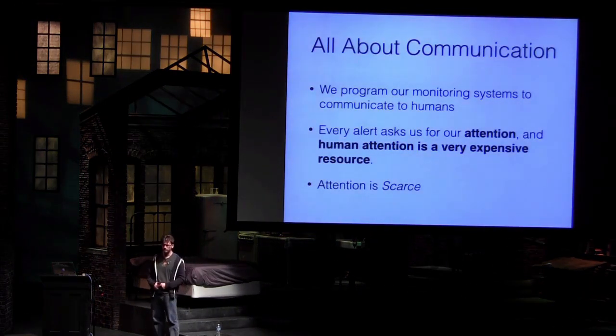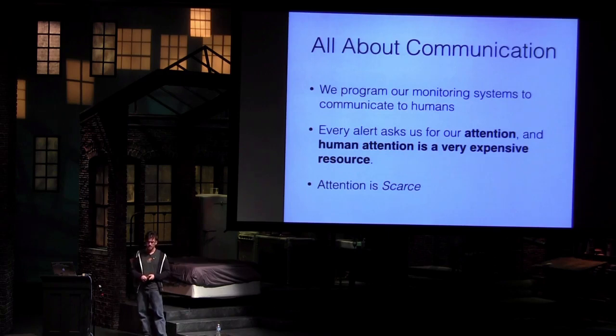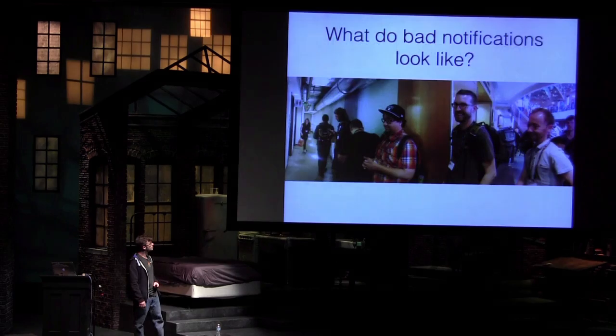So for me, alerting is really about communication. We program our monitoring systems to communicate with us, and what that means is every time they do communicate with us, it requires our attention. And human attention is a very expensive and scarce resource. So what does it look like when notifications are bad and we don't utilize attention well?